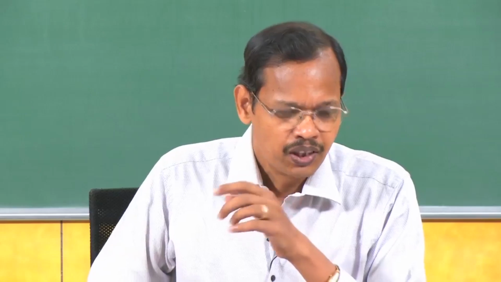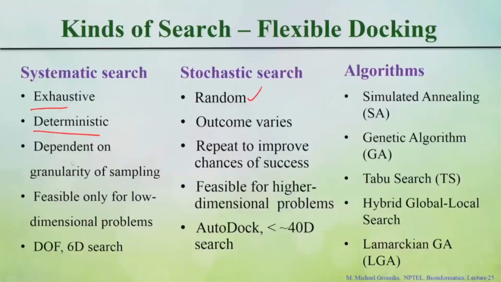It is random in the case of stochastic, and exhaustive in the case of systematic. With systematic we can get the exact pose, this is the one the ligand prefers to bind, but in the case of stochastic the outcome will change. And the systematic search will depend on the granularity of sampling, what is the angle you require to change.